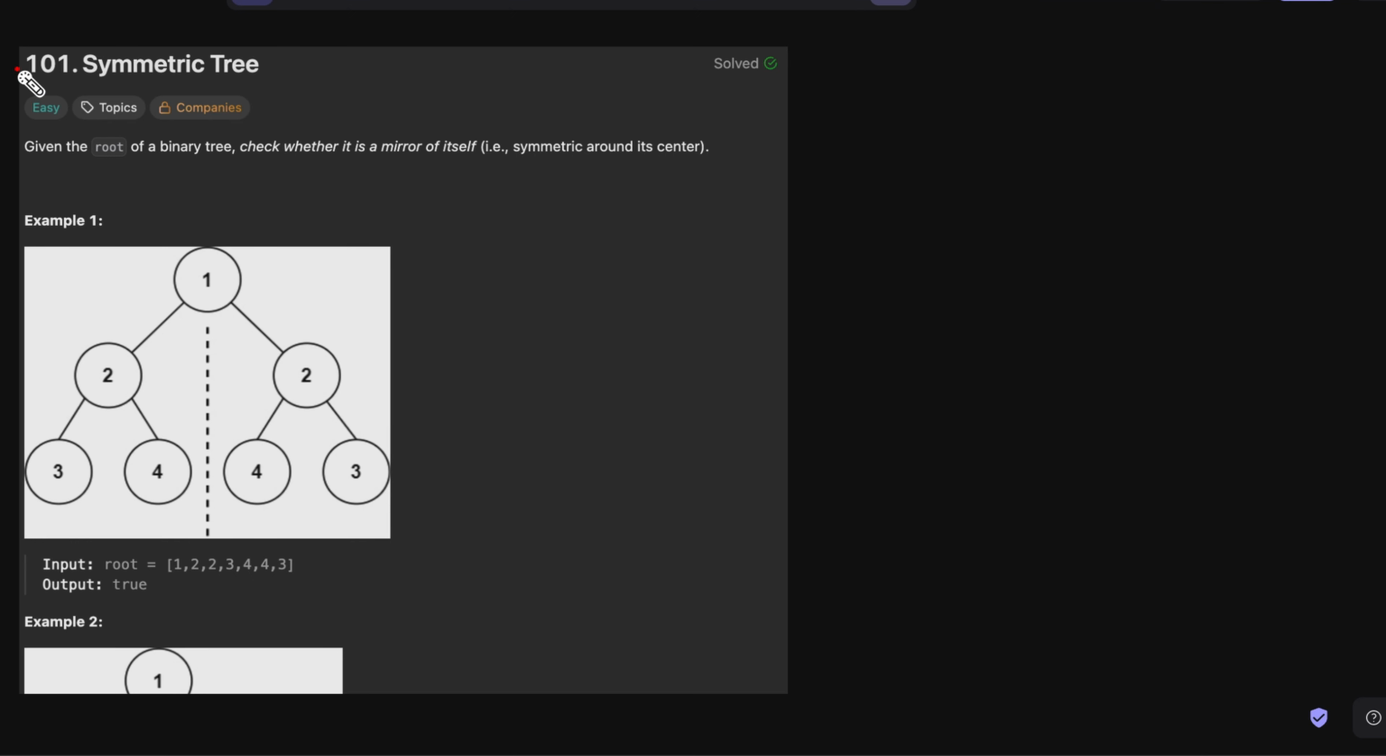So today we have Leetcode 101, that is Symmetric Tree. In this problem we have been given a root of the tree and we have to check whether the tree is actually a mirror of itself or not. So this problem can also be called the mirror tree problem.